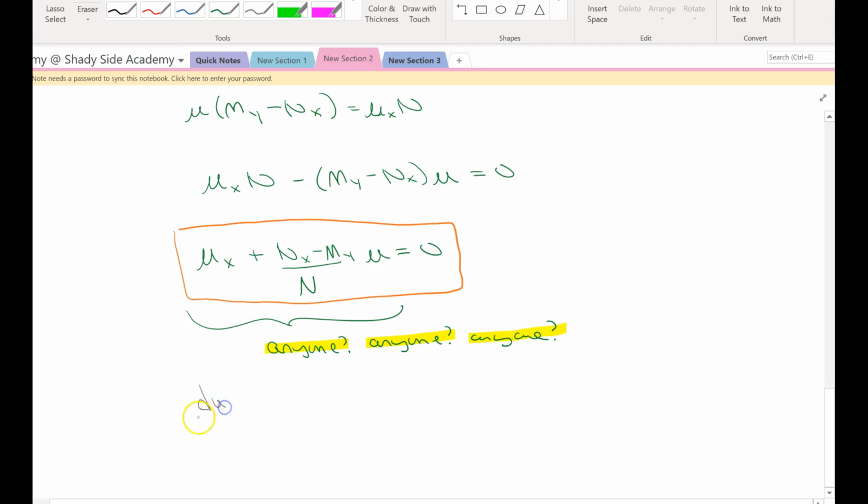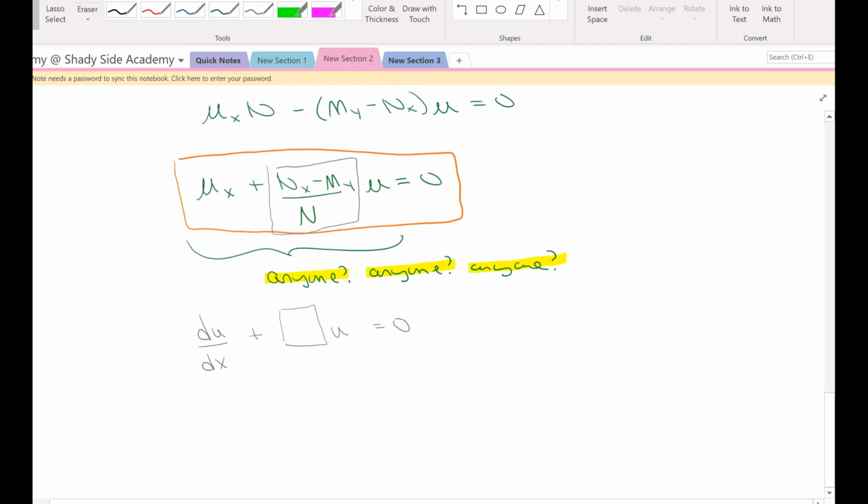What if I wrote something like this? Because u sub x, if u is just a function of x, looks like that, plus, I'm just gonna do this for right now. I'm gonna box this whole thing and just go like this, plus box, u equals 0. Anyone see something?